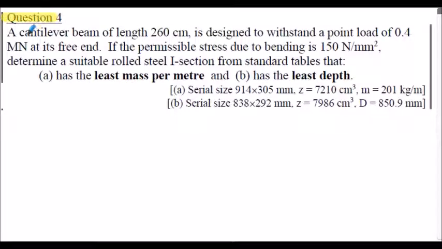Question 4 is a cantilever beam of length 260 centimeters, careful with the unit there, and it's designed to withstand a point load of 0.4 meganewtons at its free end. The permissible stress given this time is 150 newtons per millimeter squared. We've got to determine the suitable rolled I section from standard tables, and again, two parameters here, A having least mass per meter and B least depth. Again, answers are shown in the brackets for your reference. If you think you can attempt this question, I'd encourage you to stop the presentation and do so, but I'll work through the full solution on the following slide.